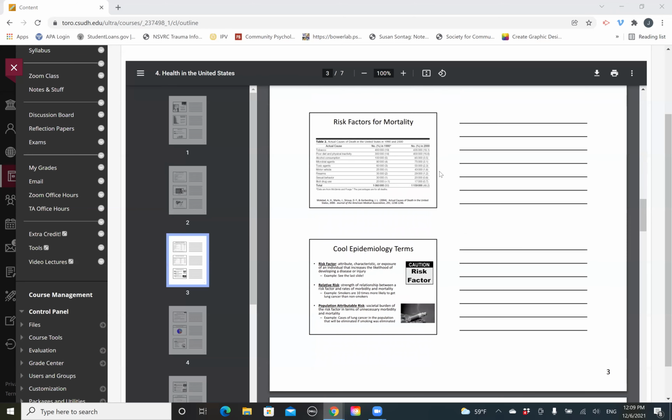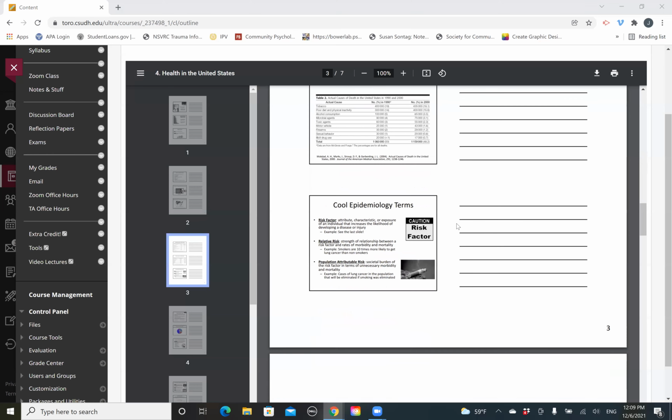And then you go into the risk factors, right? So we're talking again about modifiable behaviors: tobacco, poor diet and physical activity, alcohol consumption, microbial agents, toxic agents, motor vehicle, firearms, sexual behavior, illicit drug use, right? These are all, and in fact, in Unit 3, we go back through all of these risk factors. So if you ever see anything that Dr. Mers is calling cool epidemiological terms, that means she wants you to know it, right?